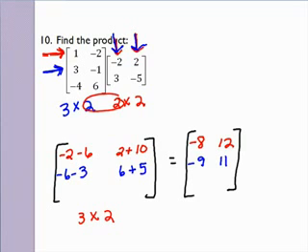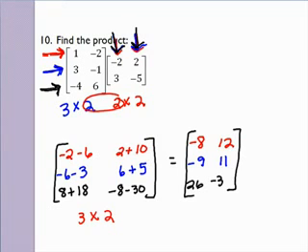And we go back to that second row, but now do the second column, and we get 6 plus 5, which is 11. And finally, we're on the third row, and we do the first column, and we get 8 plus 18, which is 26. And we do the third row and the second column, and we get -8 minus 30, which is -38. And that is our final product.